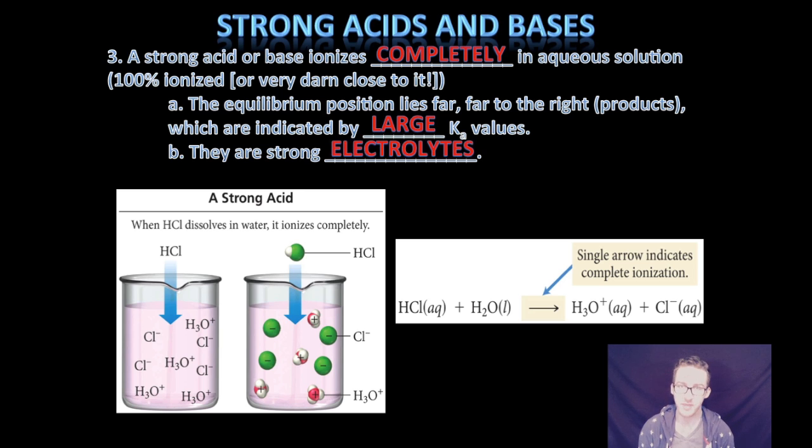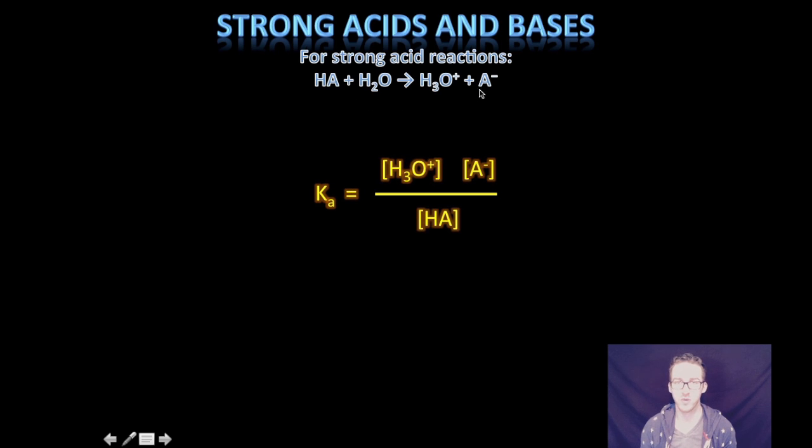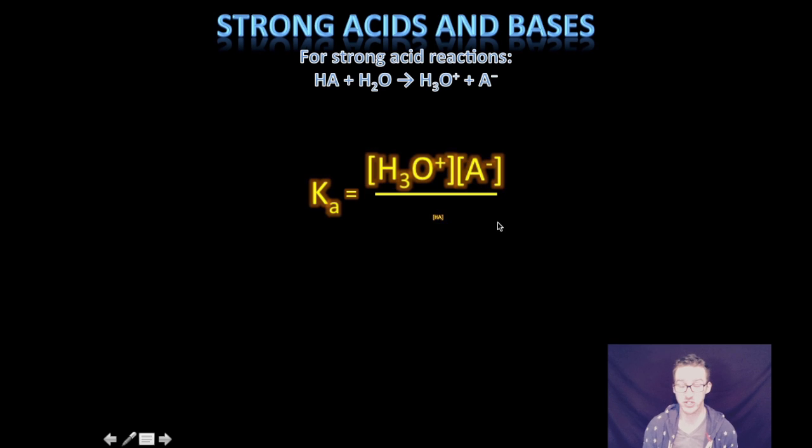And so our equilibrium position lies really far to the right. We've got a lot of products, and they are indicated by really large Ka values. Strong acids also make really strong electrolytes because they have a lot of ions in solution. Notice that we won't even use an equilibrium arrow when it comes to describing strong acids because the reverse reaction is essentially non-existent. And so as you look at the general reaction for a strong acid in water and its corresponding equilibrium constant expression, we're going to get Ka values that are much larger than 1 for strong acids.